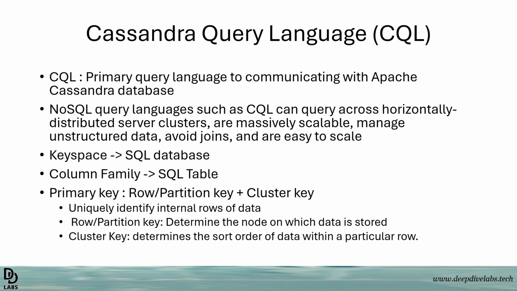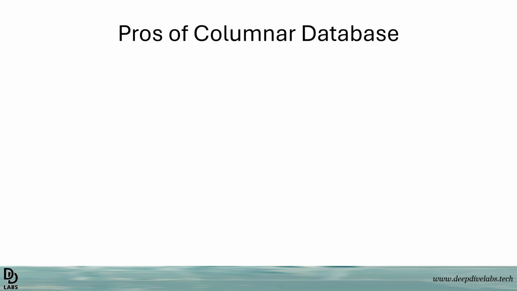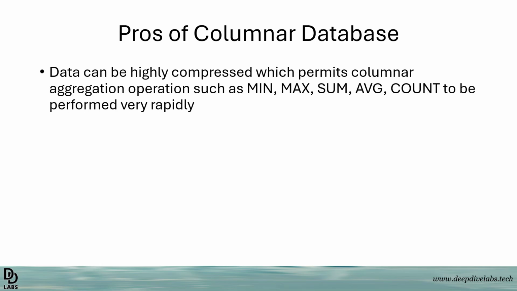rules such as SQL. So what are some of the pros of the columnar databases? In a columnar database, the greatest advantage is data can be highly compressed, which permits columnar aggregation operation, as we saw earlier, right? Because when you are trying to do analytics workload, you are trying to do aggregation like minimum, maximum, sum, average, count, and they have to be done rapidly over terabytes of information, right? But they restrict to only a single column, right?